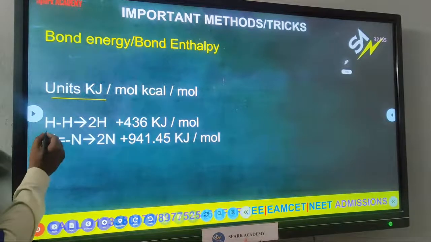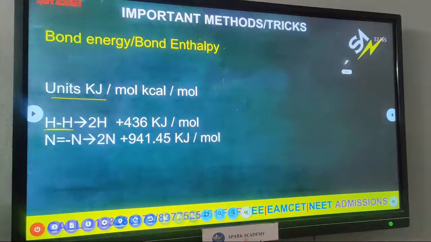Now for example, hydrogen. If we break the bond between hydrogens, what is the result? 2 hydrogen atoms. Now tell me, is the heat of reaction here positive or negative? The heat of reaction is positive, because breaking a bond is an endothermic process. Energy is required here, so the heat of reaction is positive.